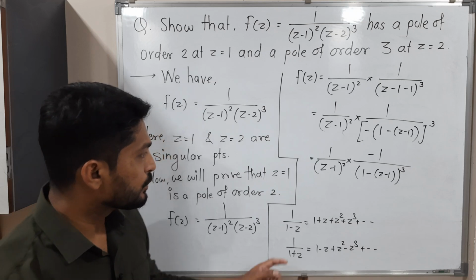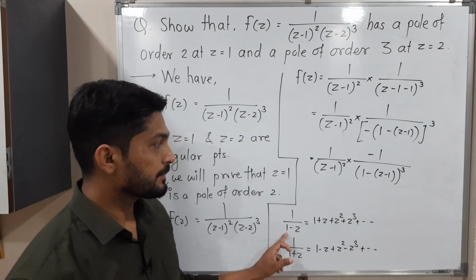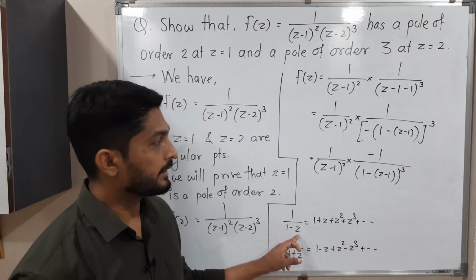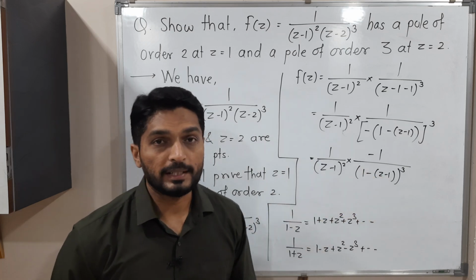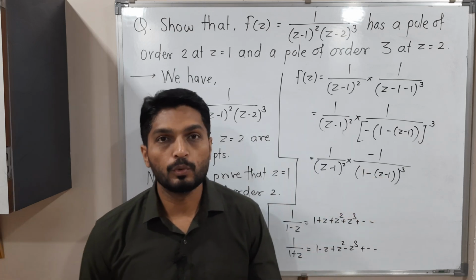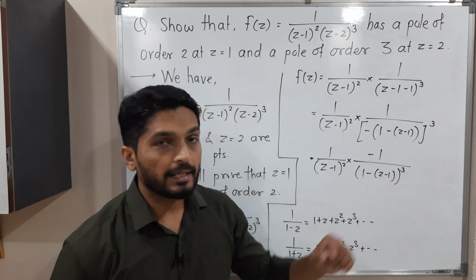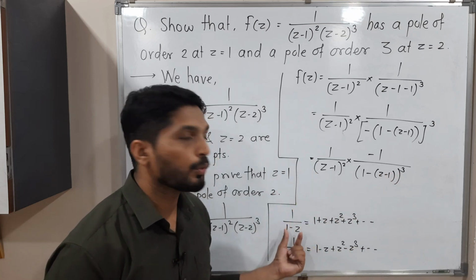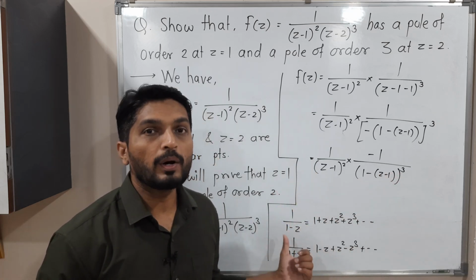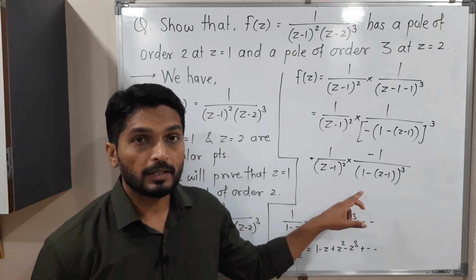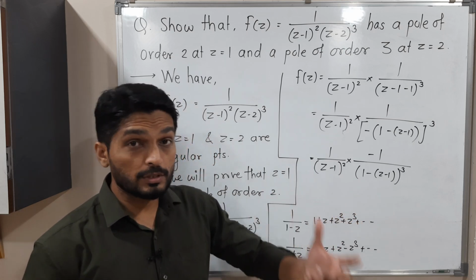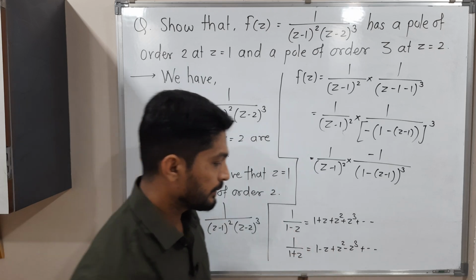So tell me, can I use this series 1 upon 1 minus z, getting 1 upon 1 minus, in place of z we have z minus 1. Can I use this series? No, because here the bracket has power 3 and there is no power to this 1 minus z. So this series we cannot use here, but let us see how to bring a new series with the help of this one.